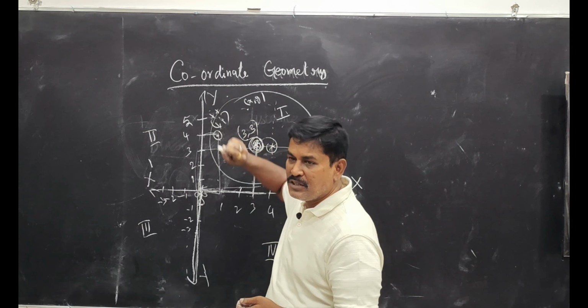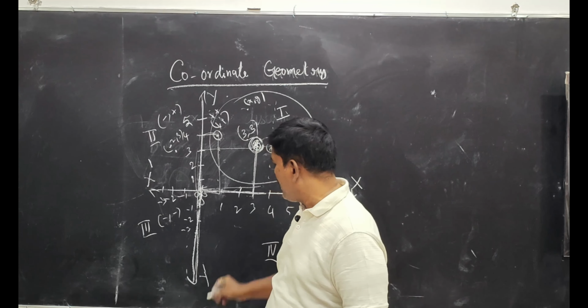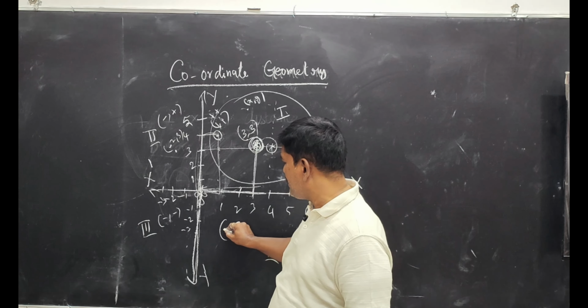So this is minus 2 and then 3. So here we'll have minus and then positive. In the third quadrant, both are negative. Be able to understand? And here one is negative and another one is positive and another one is negative. Could you able to understand?